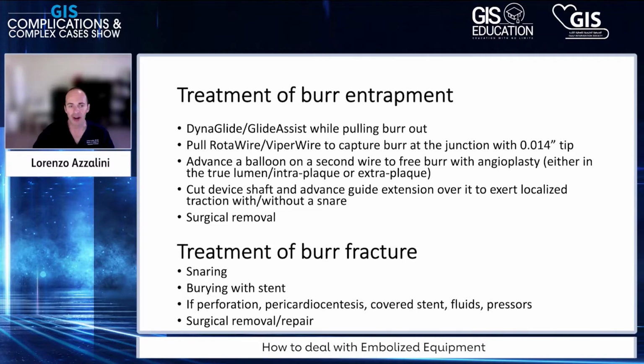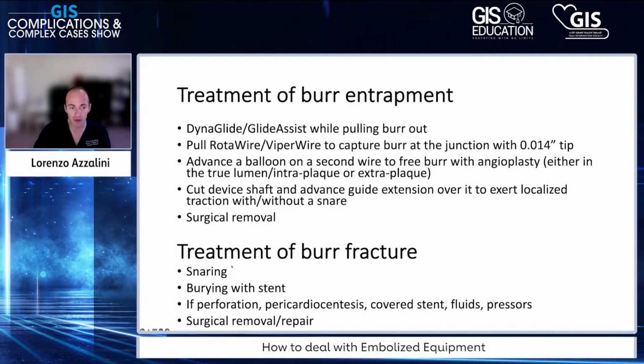Then over a second wire, we can advance a balloon to try to free the burr with balloon angioplasty. This can be done either in the true lumen, or if there is a CTO or a 95% or more lesion, sometimes we have to cross subintimally and release the burr by doing balloon dilatation in the subintimal space. Last options are cutting the device shaft and advancing a guide catheter extension over the broken shaft to exert localized traction, with or without the help of a snare, or surgical removal.